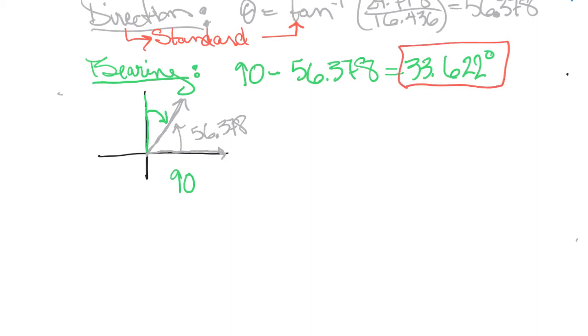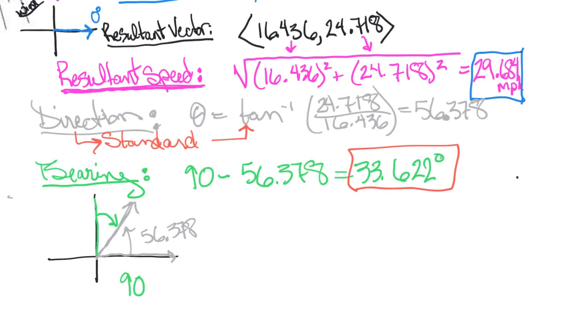Okay, so we have found, it says find the actual speed and the bearing of the boat. So our actual speed is 29.684. We found that right here. And the bearing is 33.622. Okay, last problem.